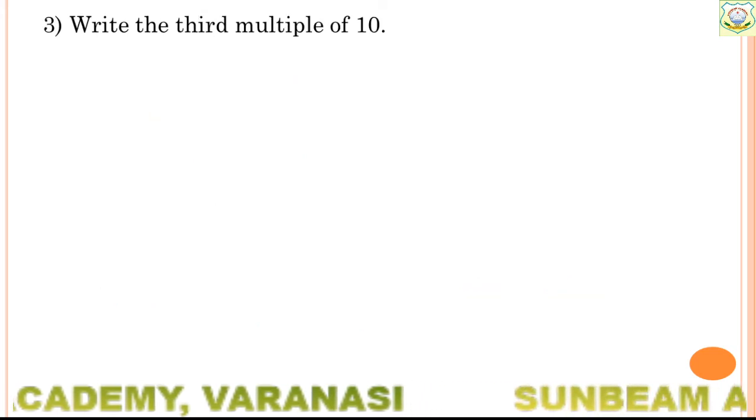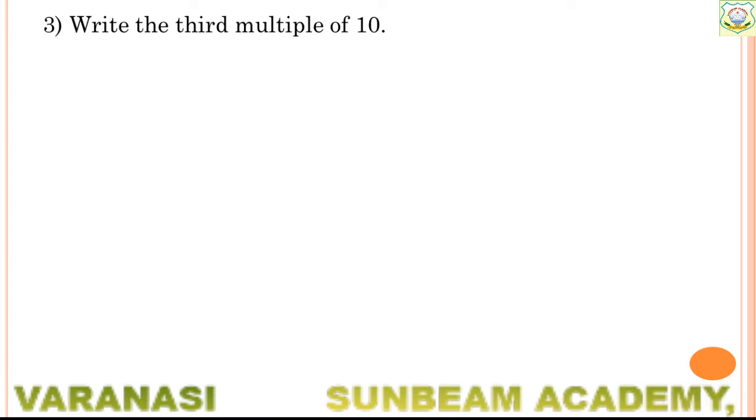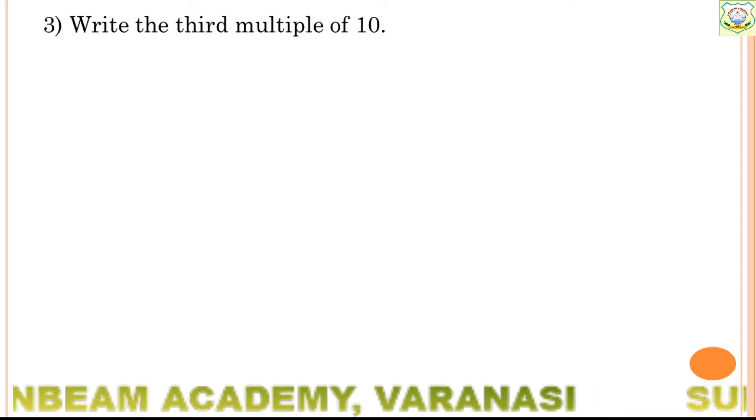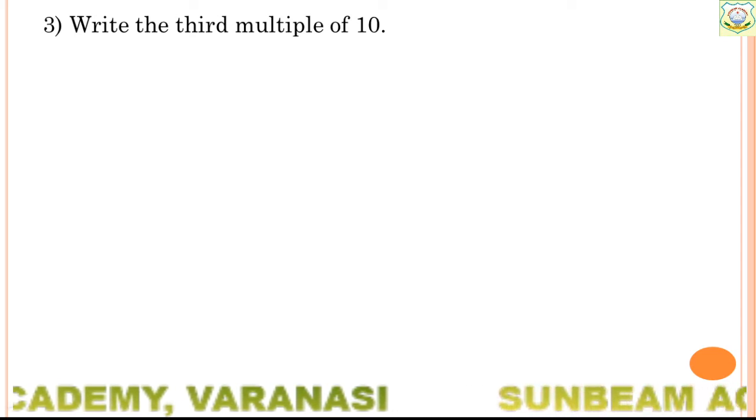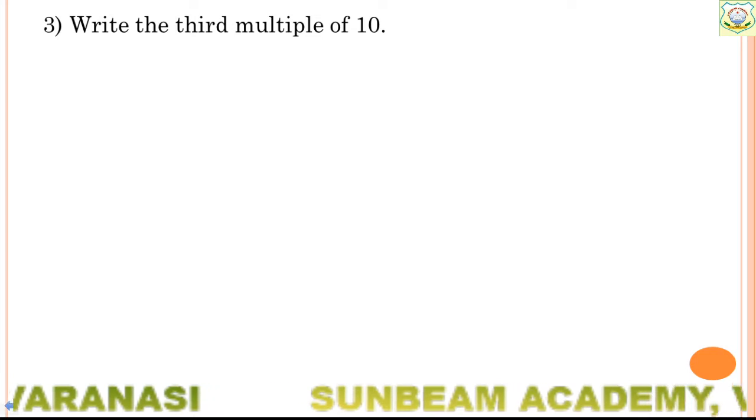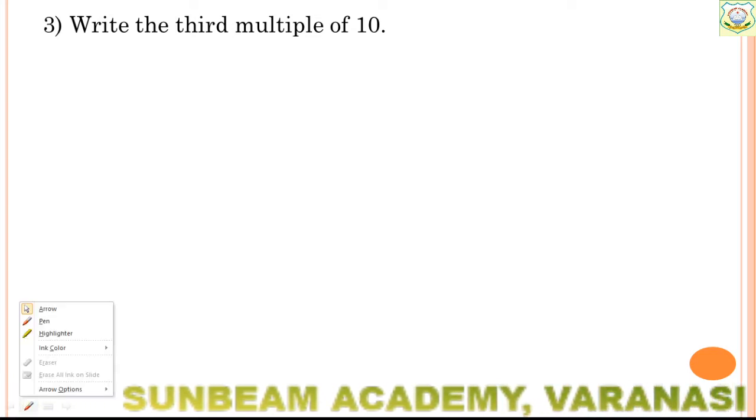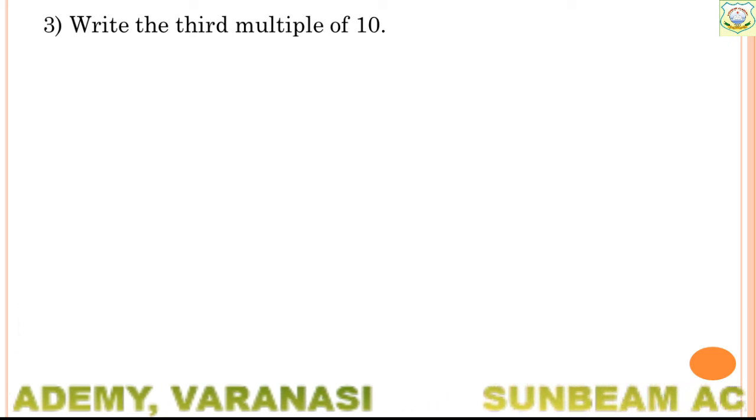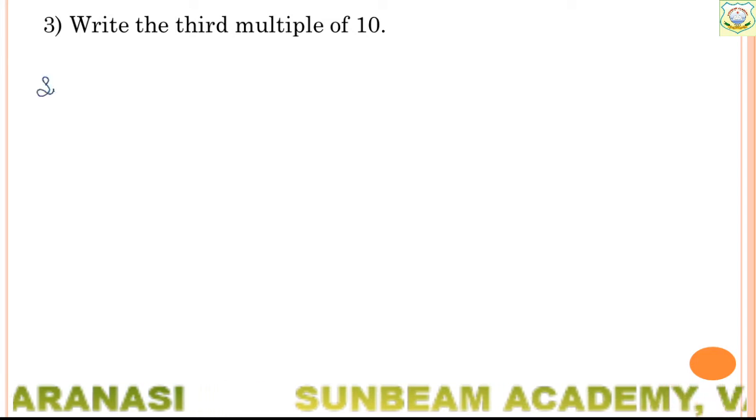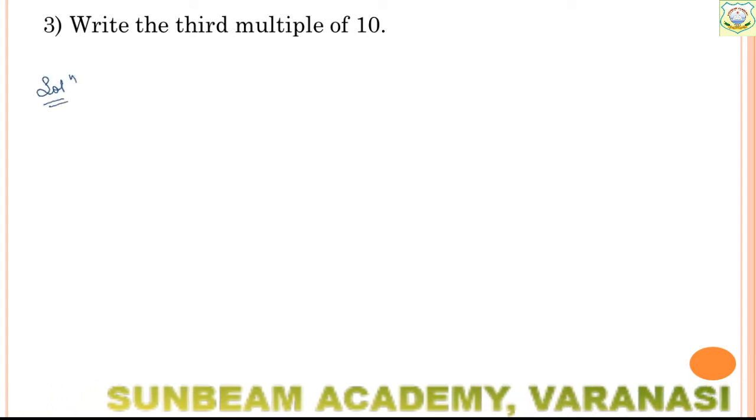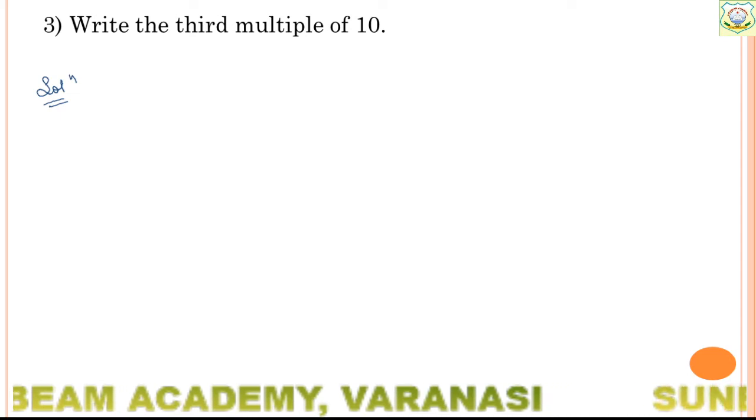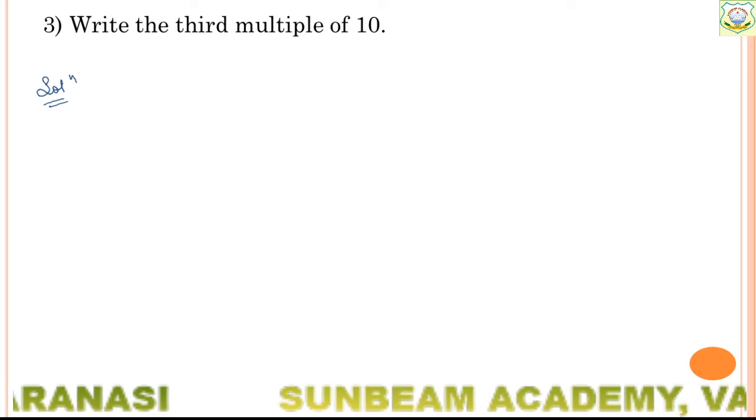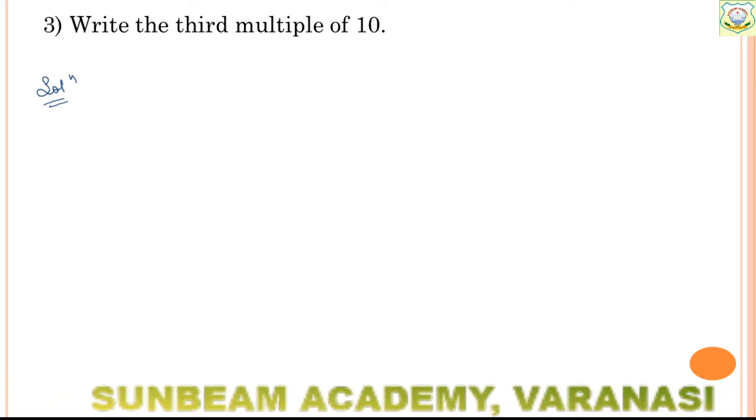Write the third multiple of 10. Okay? If you have a page, you can continue from that page. If you don't have, don't worry. You can start from a new page. Okay? So let's write down the question first with the black pen, and then the solution. The question is, write the third multiple of 10. Now it is not asking first three or anything. It is asking only the third multiple of 10.